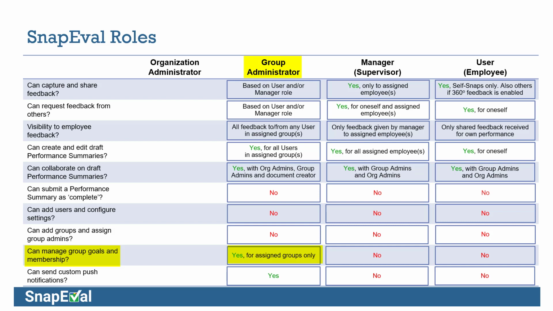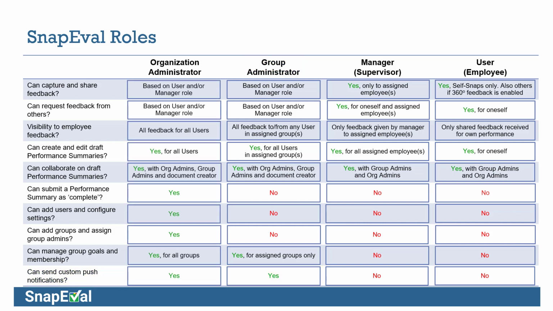So if you have someone who is a department head, for example, and you make them a group administrator for that particular department group, then they can create the specific group level goals that will apply to everybody in their particular department. They also have the ability to send push notifications to others in the organization, which we'll explore in more detail a little further into this presentation.